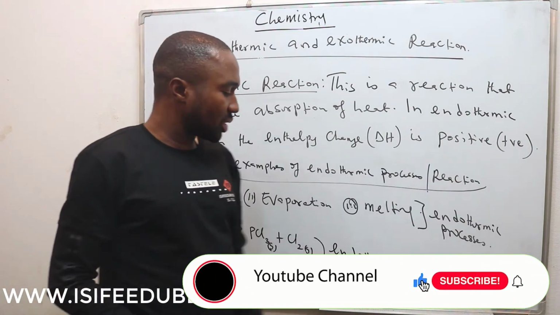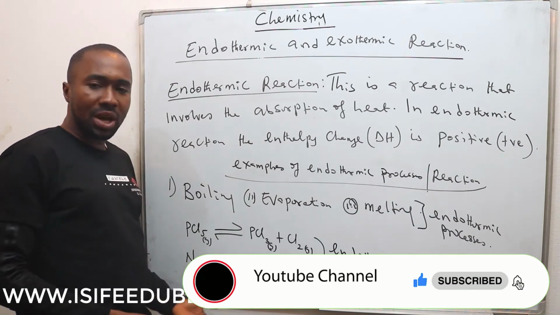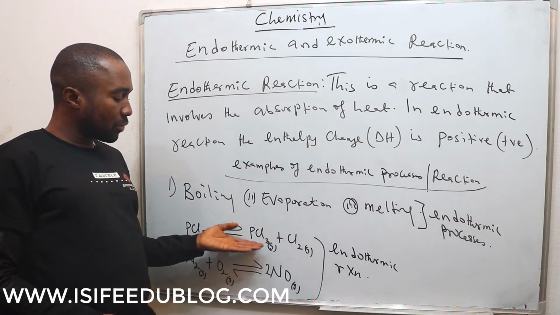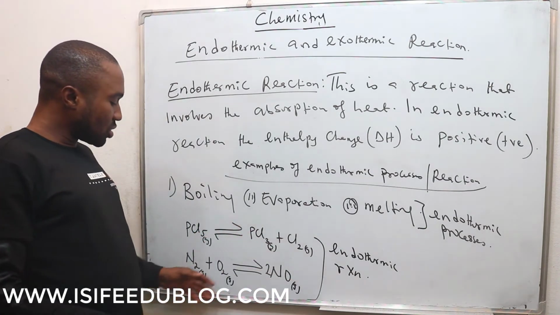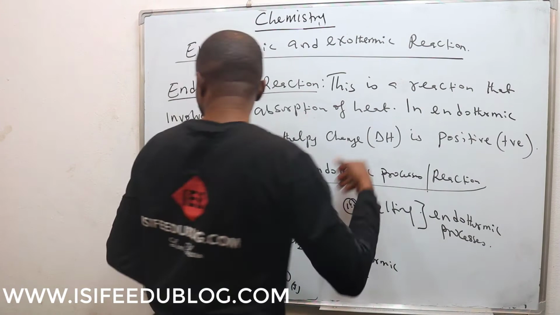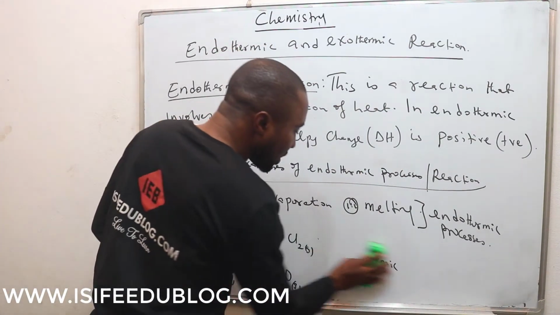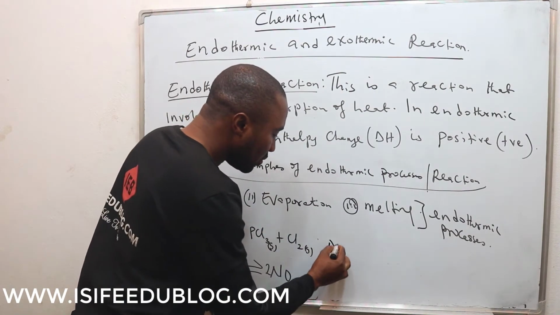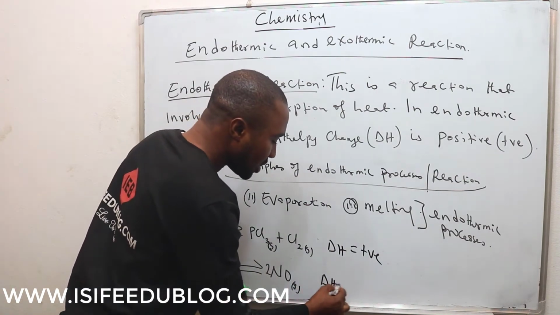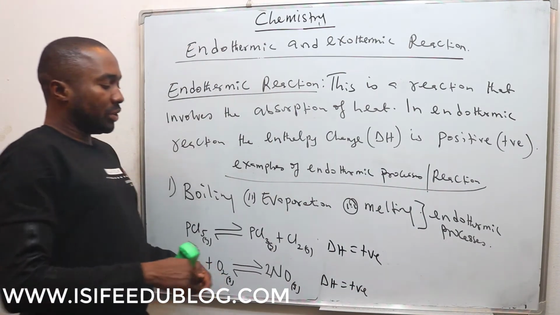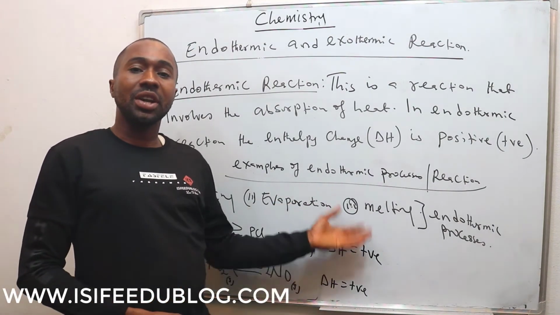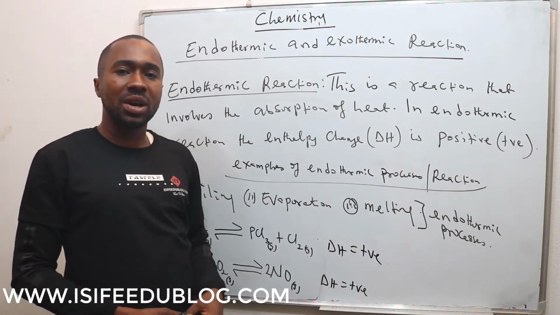These are endothermic processes. But when we talk about chemical reactions that are endothermic, an example is phosphorus pentachloride decomposing into phosphorus trichloride and chlorine, and nitrogen reacting with the oxygen to give us nitrous oxide. So in this case, one of the ways you can know that a reaction is endothermic is by the delta H. If the delta H here is positive, that shows the reaction is endothermic. Again, delta H is positive. The enthalpy change must be positive, because the heat of the product is greater than the heat of the reactant in an endothermic reaction. That is why you have a positive sign.